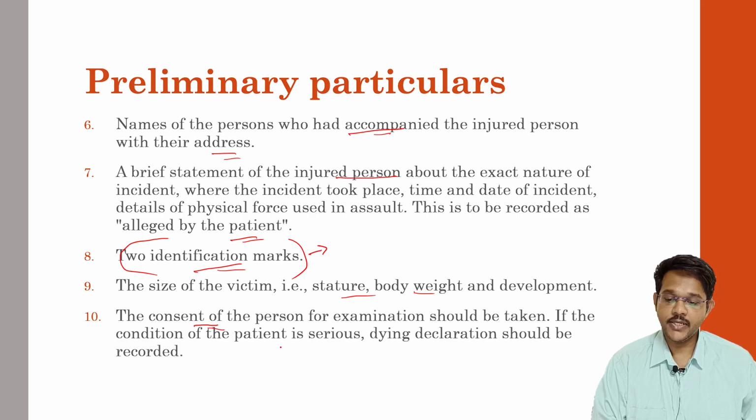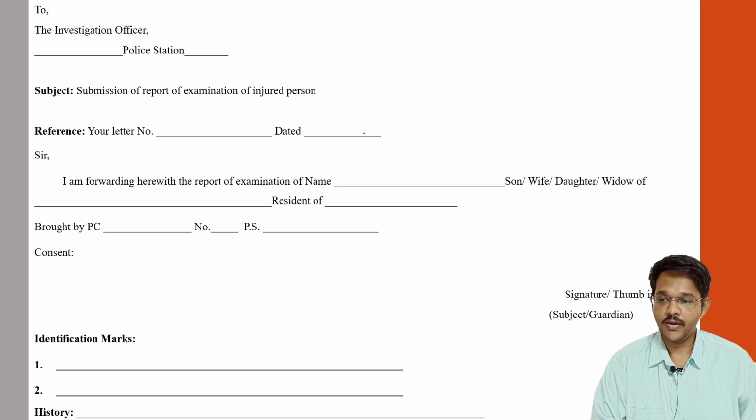If the person's condition is very serious, then a dying declaration should be taken. A dying declaration is a declaration where the person is on the deathbed, and he narrates how his injury has occurred or who was the cause of that injury. It is a form of statement which can be taken by the medical officer. This is the basic proforma of the injury report.